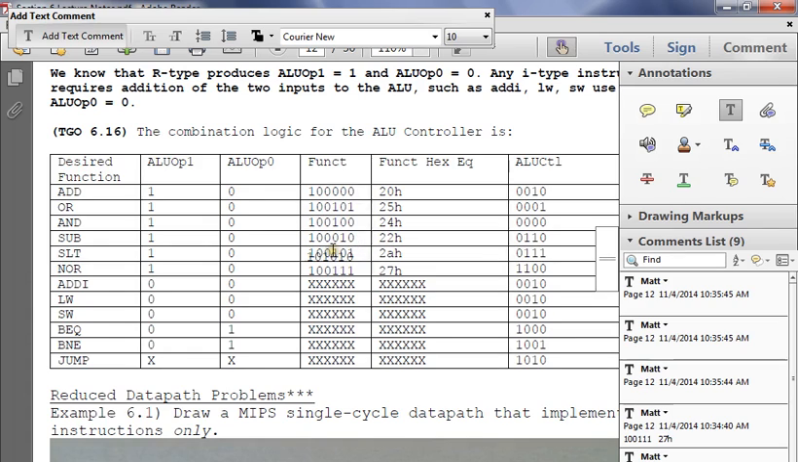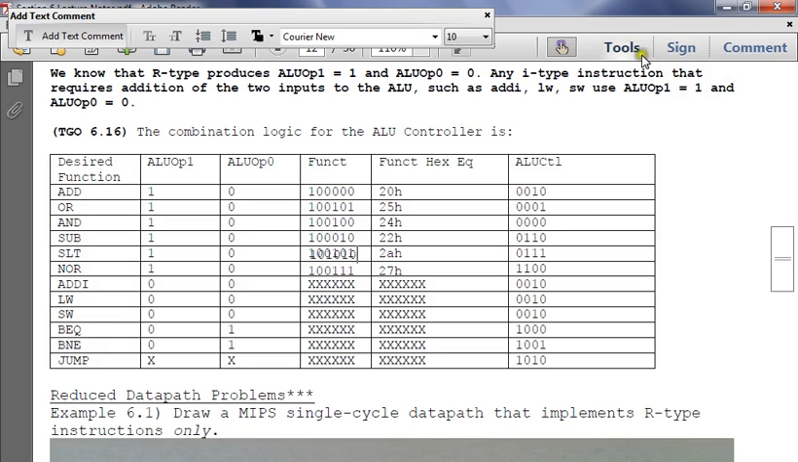Yeah, I've done it all backwards. Oh, that's not going to work. Here we go. One zero one zero. Any other questions?